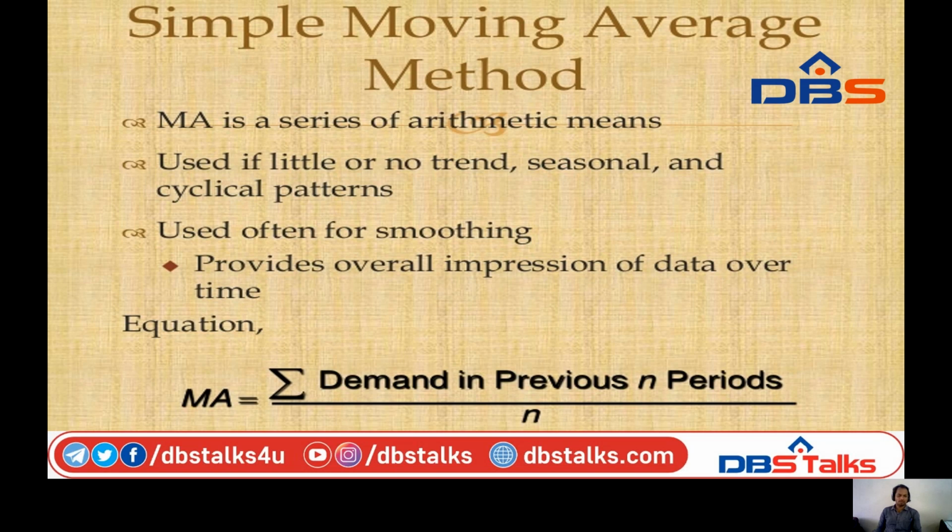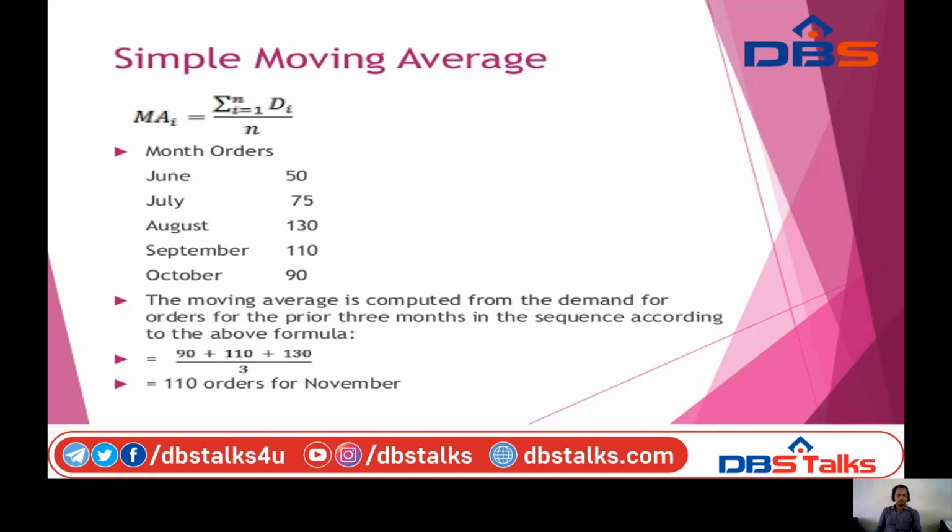It is more applicable to data with cyclical movement. The formula is the demand in the previous n periods divided by the overall n periods. That is, it is simply an average. We are simply taking the average.